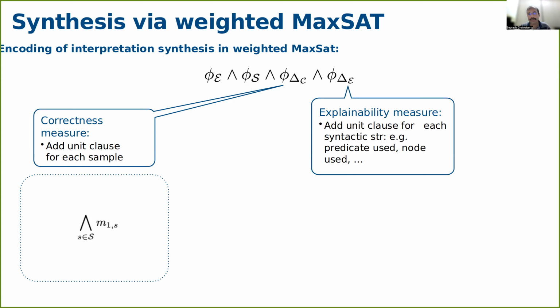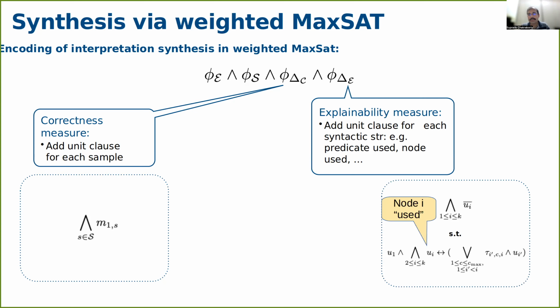Each predicate had some priority. But once again, this could be anything that can be encoded like this. So for example, in our case, this UI denotes whether the node I is actually used. The root is always used. And we say any node I is used if I look at the edges coming into that node, and one of the edges coming into that node is used. So a node is used if there is an incoming edge from a used node.